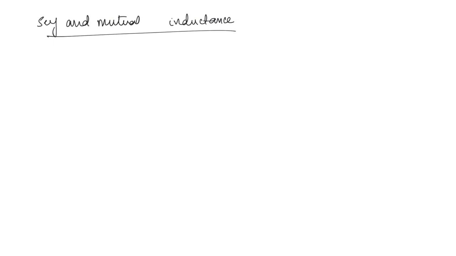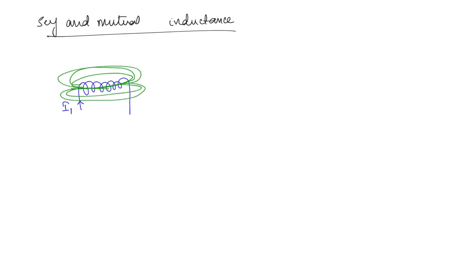Now we will see what is self and mutual inductance. Whenever there is a coil, we will take a coil like this. The current that is passing through it, let us say it is I1. Now the magnetic field will be produced here. Now this flux is linking this coil. So the flux is produced by the current in the same coil. In this case, the inductance associated with it is called the self inductance.